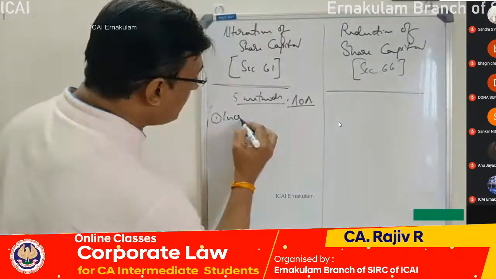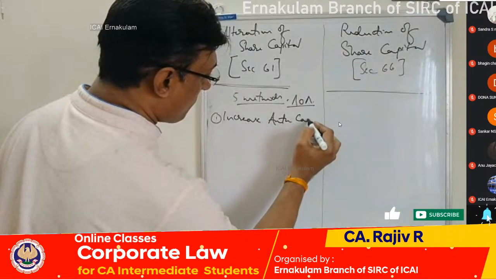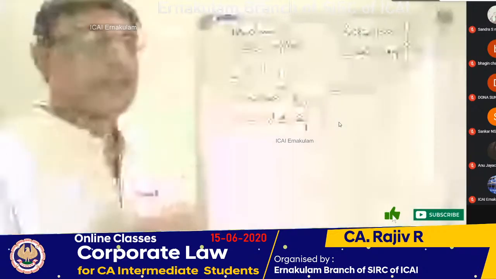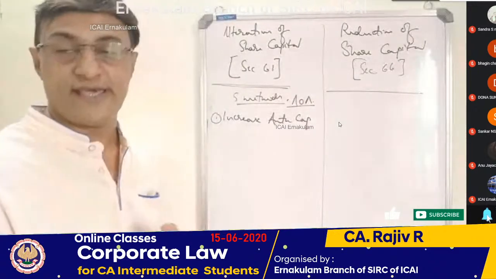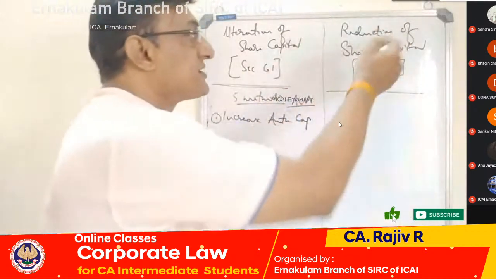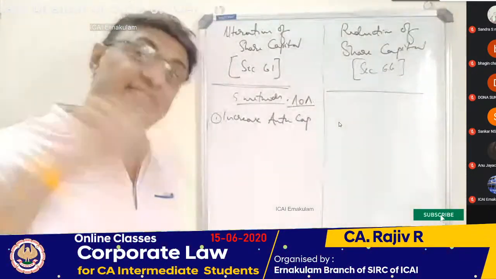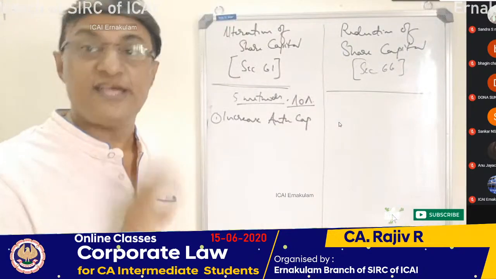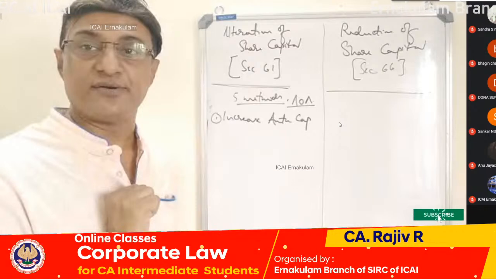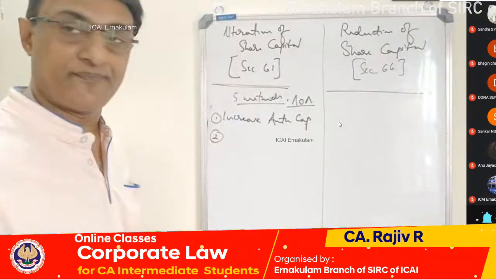The first one is increasing the authorized capital. Number one, increasing. So one thing is clear. Decreasing is not here. Share capital reduction is section 66. So that means anything other than reduction is alteration. So the company may increase its authorized capital. Number one.